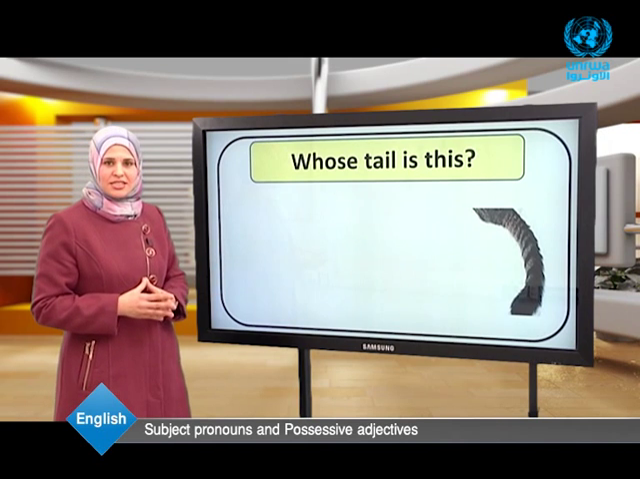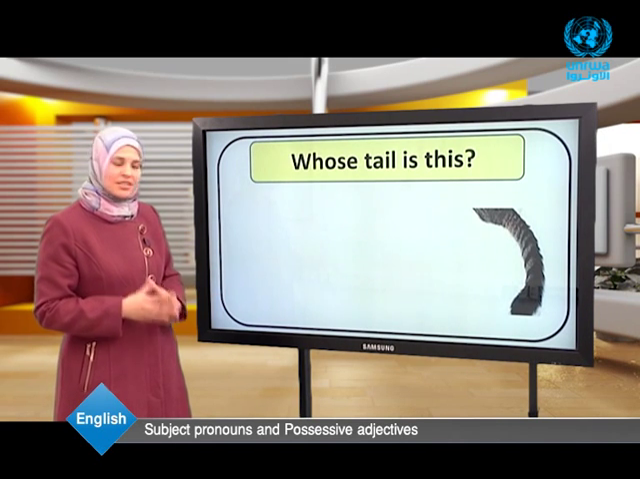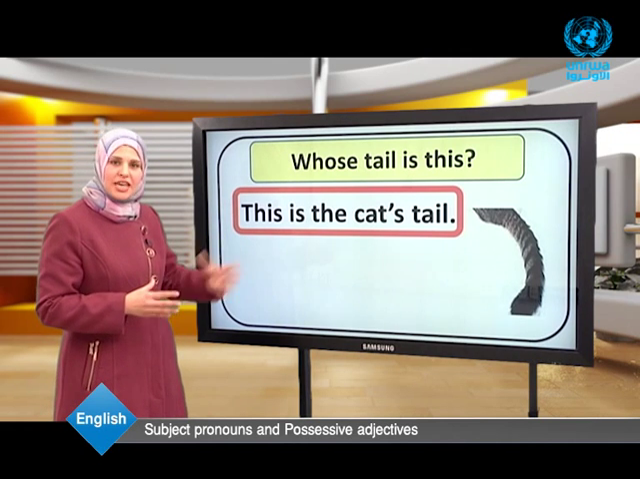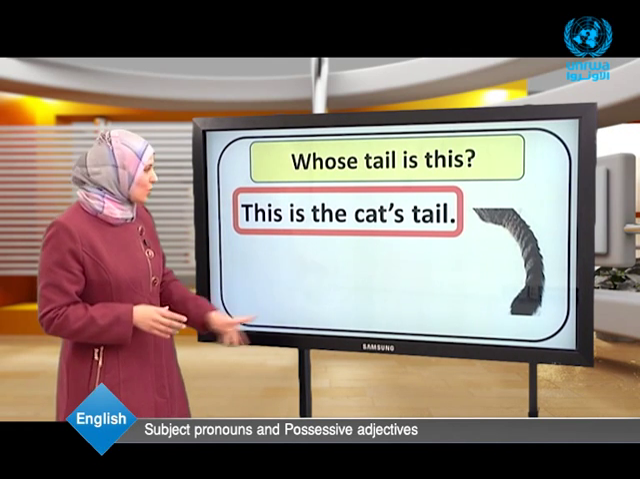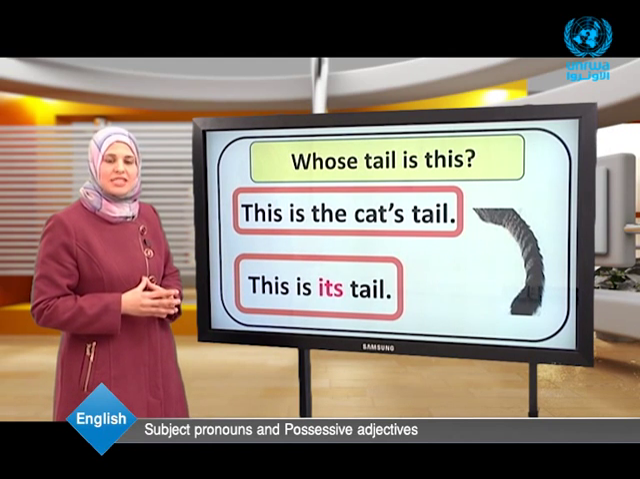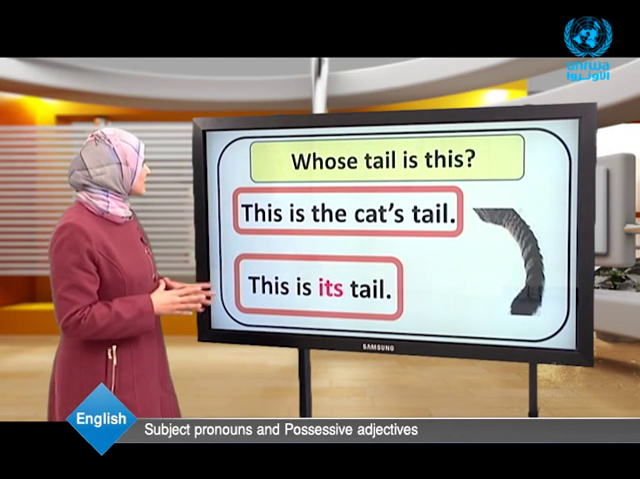Another one. Whose tail is this? Look. This is the cat's tail. Or we can say, this is its tail.